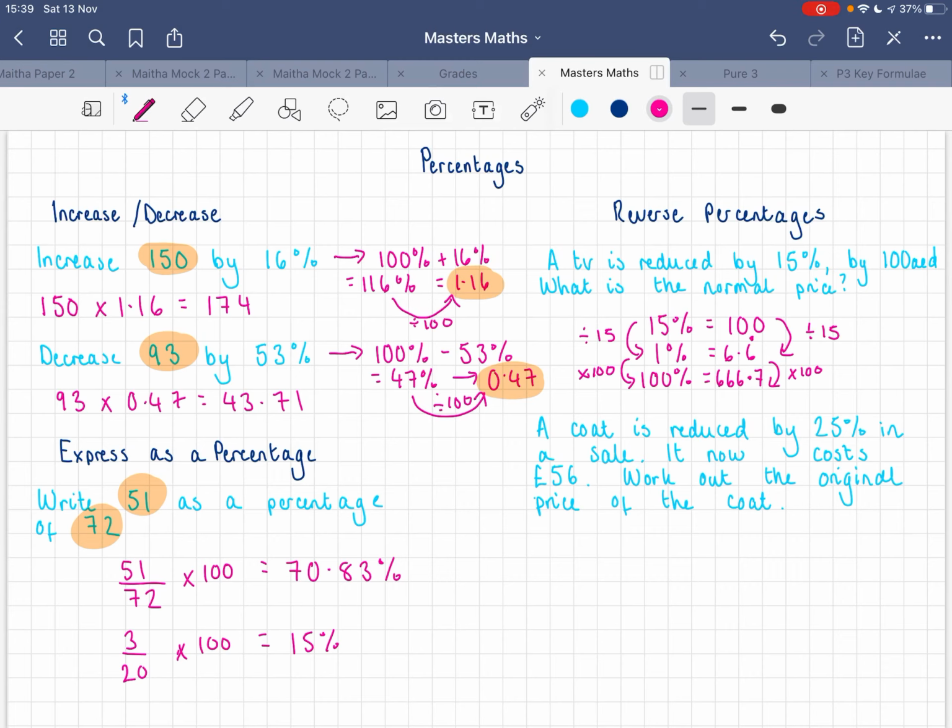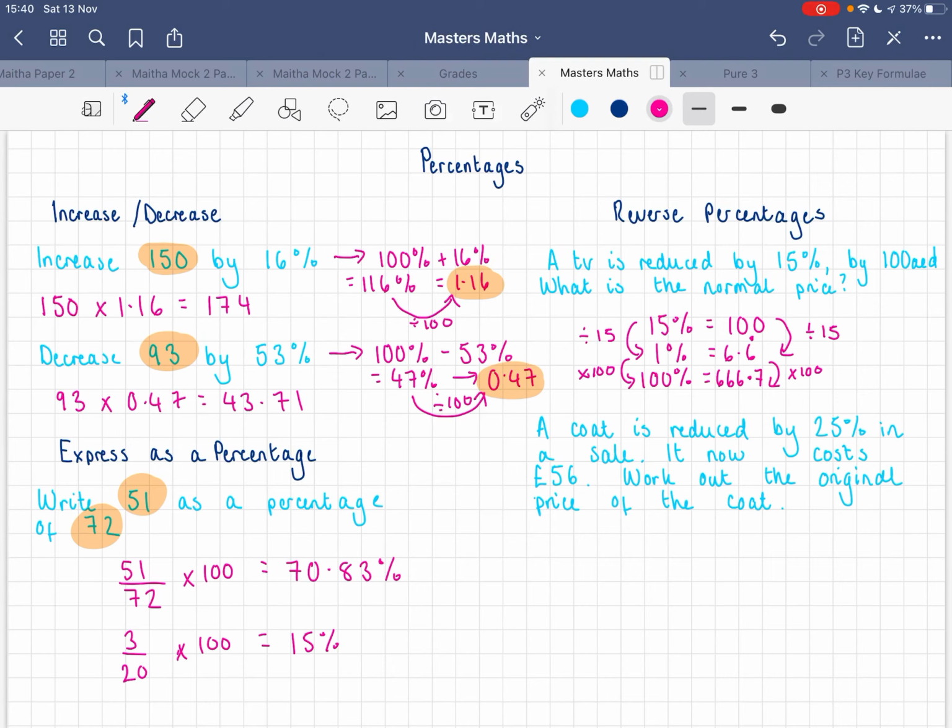The other type of reverse percentage question is where they tell you how much it's reduced by and they tell you the new cost. So a coat is reduced by 25% in a sale. It now costs £56. Work out the original price of the coat. So again, we're trying to work our way back to 100%. What we need to work out is what percentage we actually have.